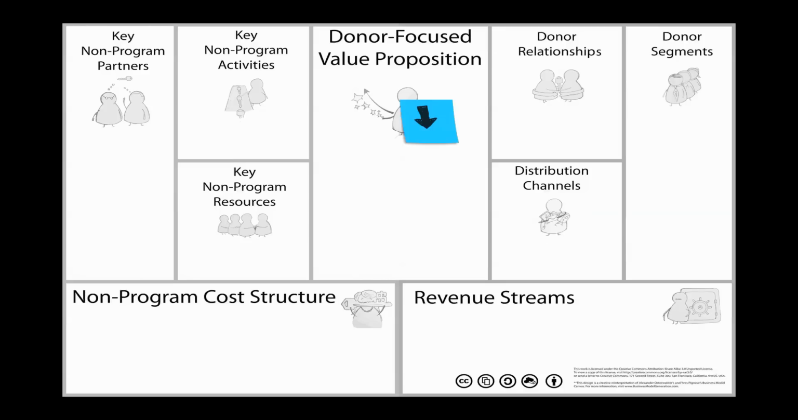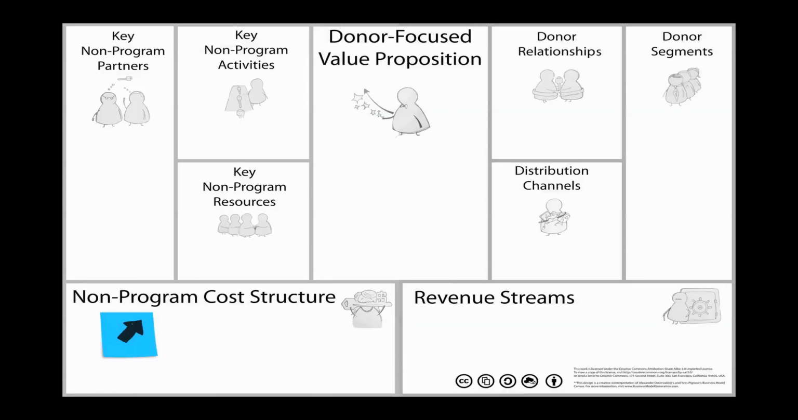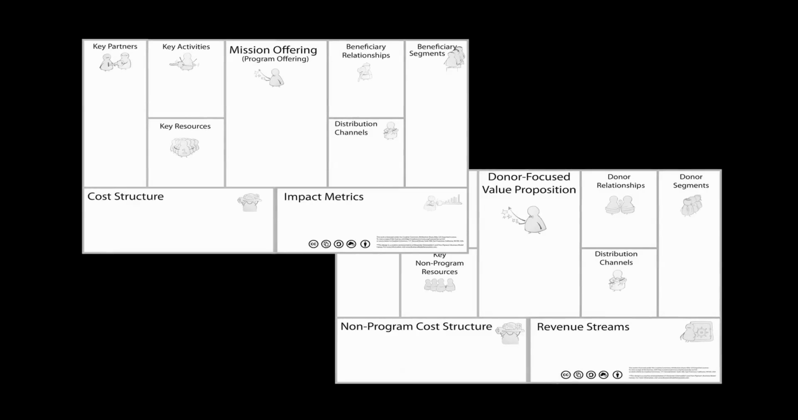The distribution channels describe the touch points where you're interacting with your donors and delivering value. The donor relationships clarify the type of relationships you're establishing with donors. The revenue streams make clear how your nonprofit is capturing value in the donor market. Again, on the other side of the canvas, you need to describe the infrastructure you need to create and capture value in the donor market. These are all labeled non-program to help you distinguish them from the beneficiary or mission-oriented infrastructure. Together, the donor model and the beneficiary model mutually cooperate and form a complete nonprofit business model. This works for fledgling nonprofit entrepreneurs just as well as for global executives.